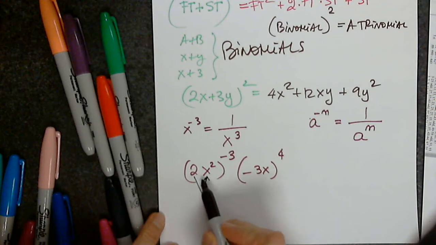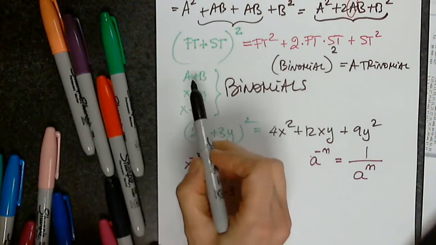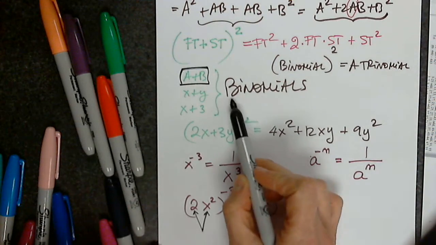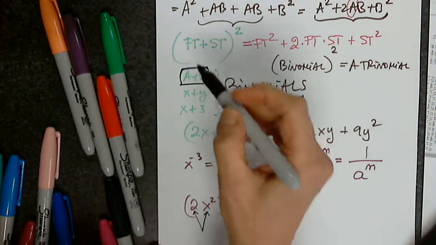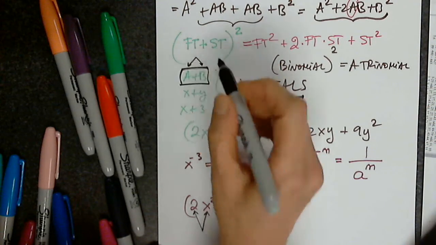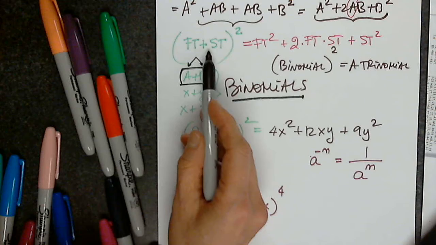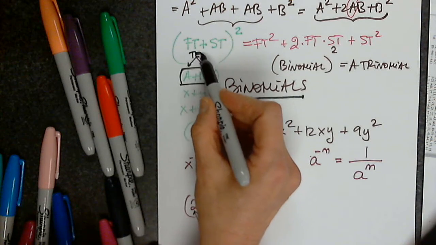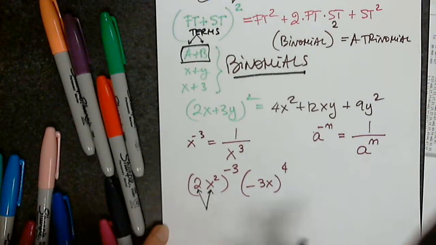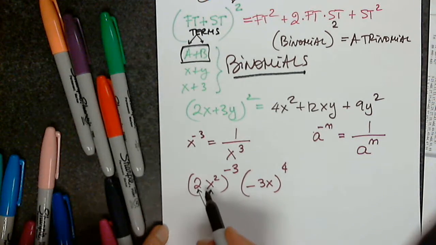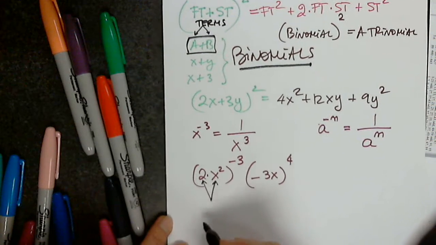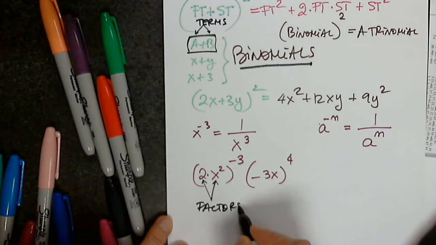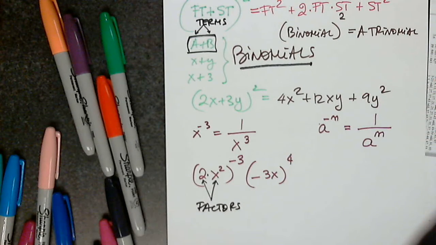How are these called? Like I asked you here, what is this? And you said binomial. And these two are called first term, second term. So obviously they're called terms. How are these two called? What is the operation between the two of them? Factor. Yes, because it's multiplication, they are called factors. Good. How do I raise the product of two factors to a power?